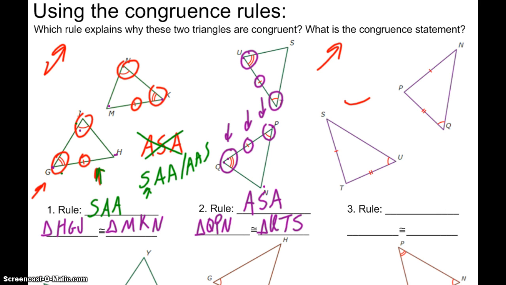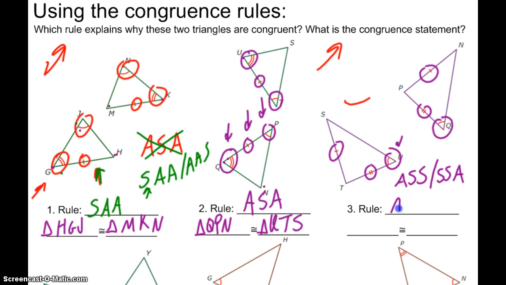The third one, we've got the same angle, okay? We've got matching sides, and we've got another matching side. So what kind of congruence is this one going to be? Well, the angle is not between the two sides, so it's going to be angle, side, side, or you could call it side, side, angle. So that's our rule right there.